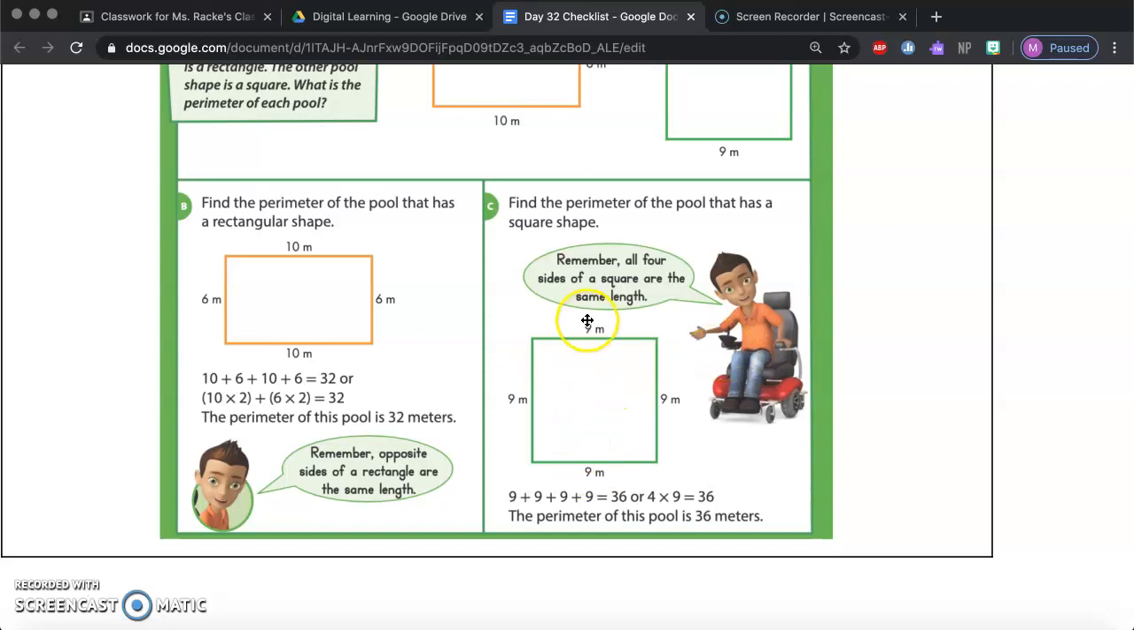Now C is find the perimeter of the pool that has a square shape. So, like I said, squares, all 4 sides are the same length. So we can put a 9 on each side, meaning we can say 9 plus 9 plus 9 plus 9, or we can say there are 4 sides with a length of 9, 4 times 9, and both answers will give us 36. So the perimeter of a pool is 36.